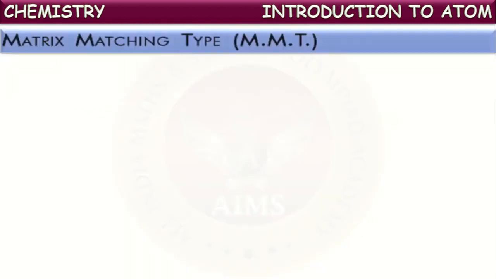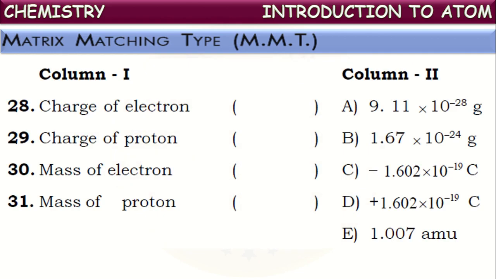Now let us see the matrix matching type questions. In column 1 they have given some properties of fundamental particles, and their quantities are mentioned in column 2. Try to match these. See the first one, charge of electron. We know the relative charge of electron is 1 unit negative. Quantitatively, it is equal to 1.602 x 10^-19 coulombs. This is the charge of electron, which is considered relatively as 1 unit negative charge.